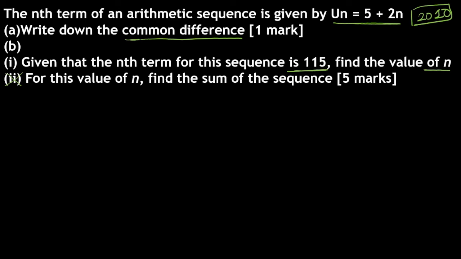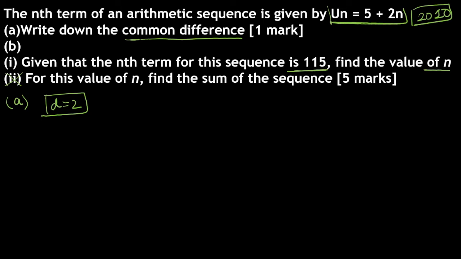Okay, so let's get to the first part. It says write down the common difference of this arithmetic sequence. Now, honestly, just by observing it, you can tell that the common difference is 2. Now, if it doesn't strike you, that's okay. What we can do is take any two consecutive terms of the sequence and subtract them with each other, and we can find the common difference.